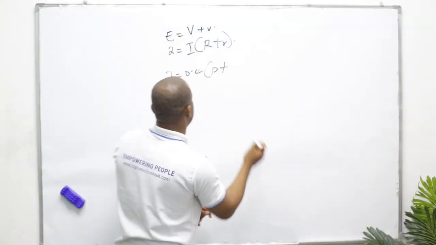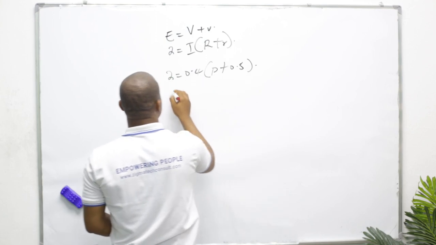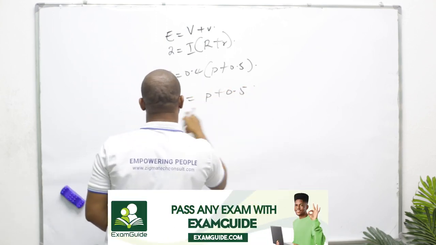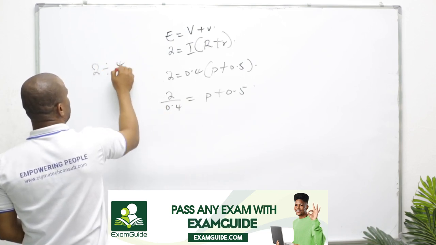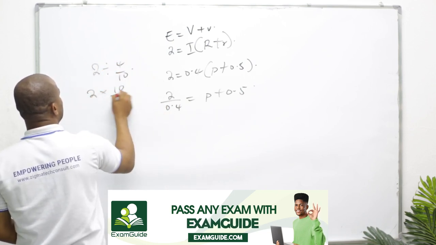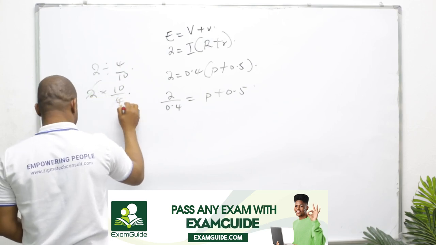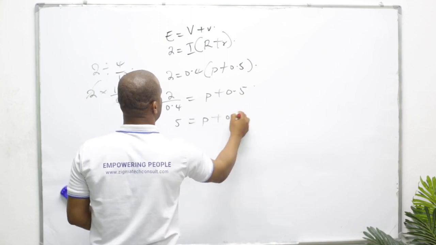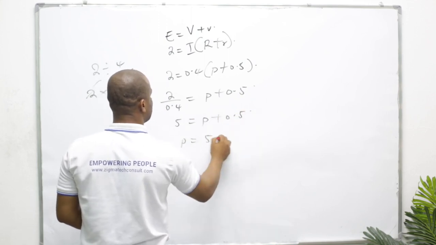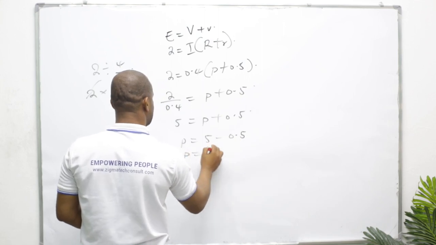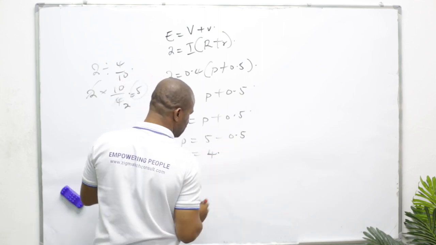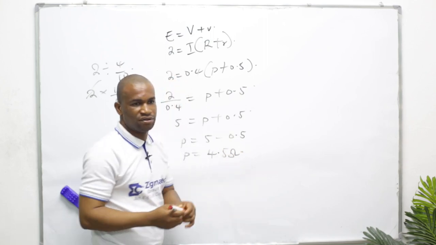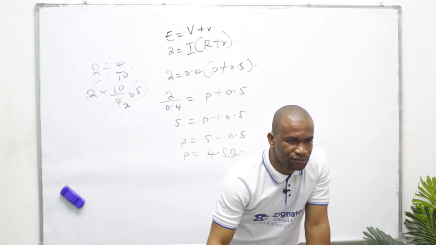The internal resistor is given as 0.5. So 2 divided by 0.4 is equal to P plus 0.5. This is 2 divided by 4 over 10, which is 2 times 10 over 4, which is 5. So 5 is equal to P plus 0.5. So P is equal to 5 minus 0.5. P is 4.5 ohms. All right, B.